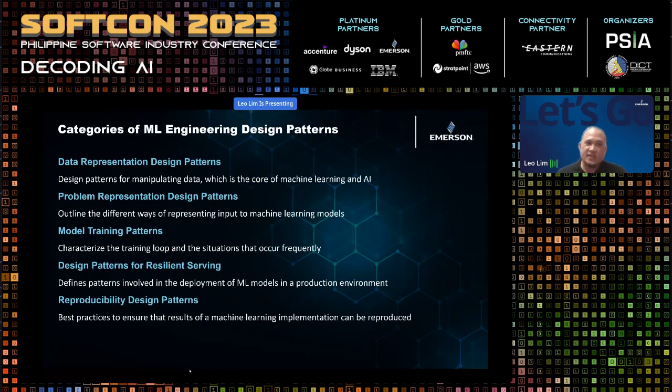As with the traditional design patterns, the machine learning engineering design patterns also have categories, and most of the categories are also based on the workflow that I showed earlier. So you have data representation design patterns. These are really design patterns that you can apply to manipulating your data. You also have problem representation design patterns, which are different ways of representing input to a machine learning model.